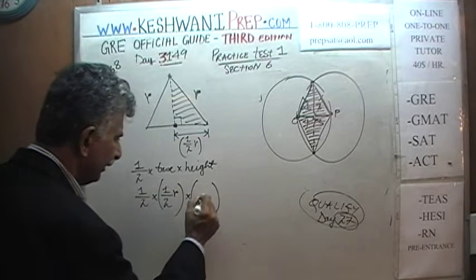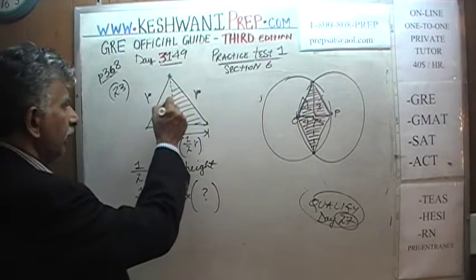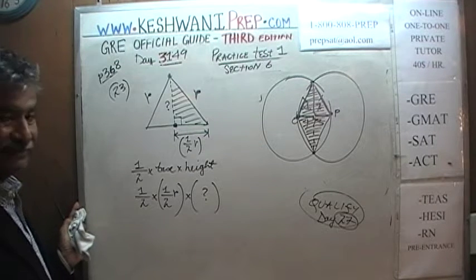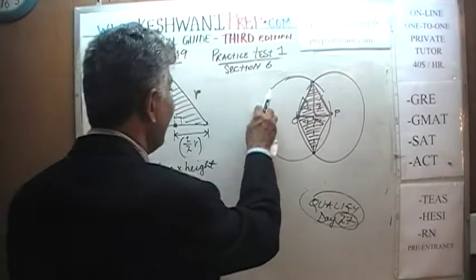And how much is the height? Uh-oh. We don't know the height. We can't go any further. We have to find the height. We have to find the height. How are we going to find that height?